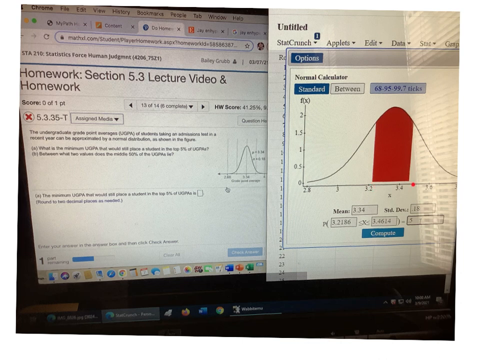We're looking for these two scores here. So you click Compute, and it gives you the two scores, 3.218 or 3.219, depending on what you want to round to, and 3.461.